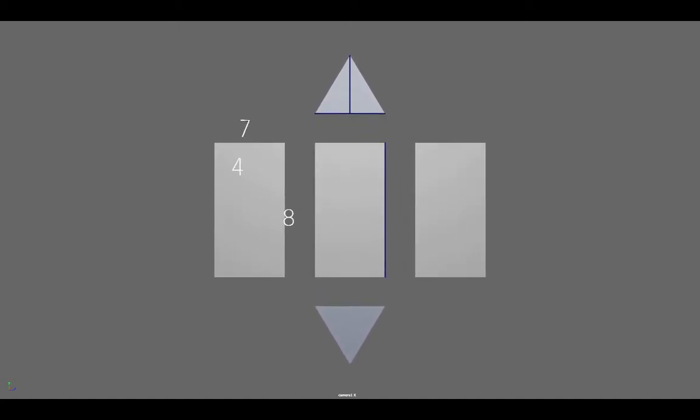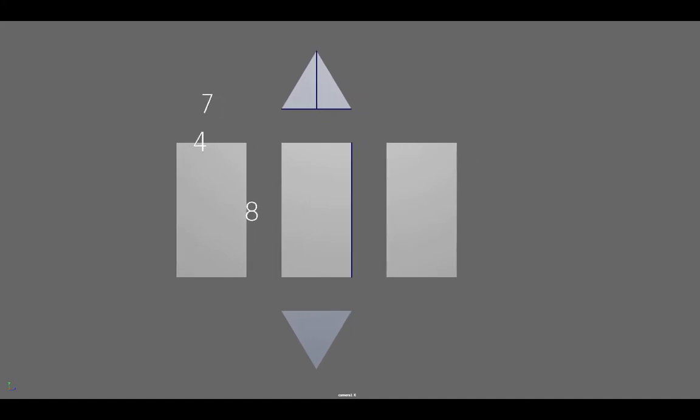To calculate the surface area, we will find the individual area of each of these surfaces and add them all together. We'll go ahead and start with our triangles. Area of triangle is 1/2 times base times height, which gives us 1/2 times 4 times 7. Now because we have two congruent triangles, we can go ahead and multiply this quantity by 2.